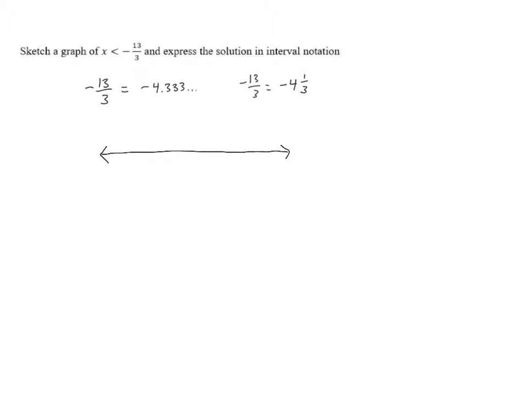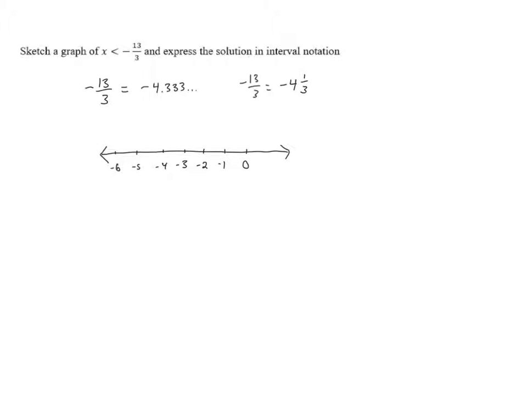So if we look at our number line, we're going to need negative 4 1/3. So we're going to be looking more on the negative side here. Now, we know we're going to need an open circle because x is less than negative 13 thirds and not equal to. And so we need to put an open circle on negative 13 thirds, and we see that that's the same as negative 4 1/3.